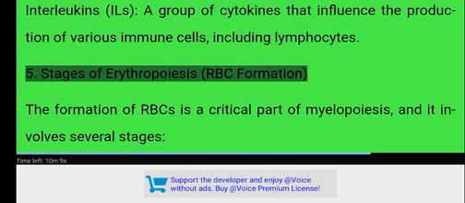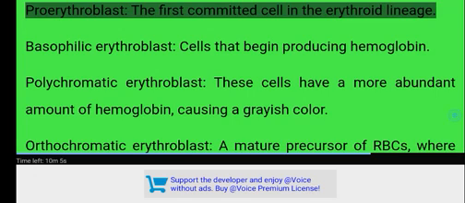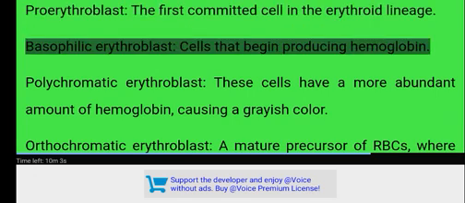5. Stages of erythropoiesis, RBC formation. The formation of RBCs is a critical part of myelopoiesis, and it involves several stages. Proerythroblast, the first primitive cell in the erythroid lineage. Basophilic erythroblast, cells that begin producing hemoglobin.